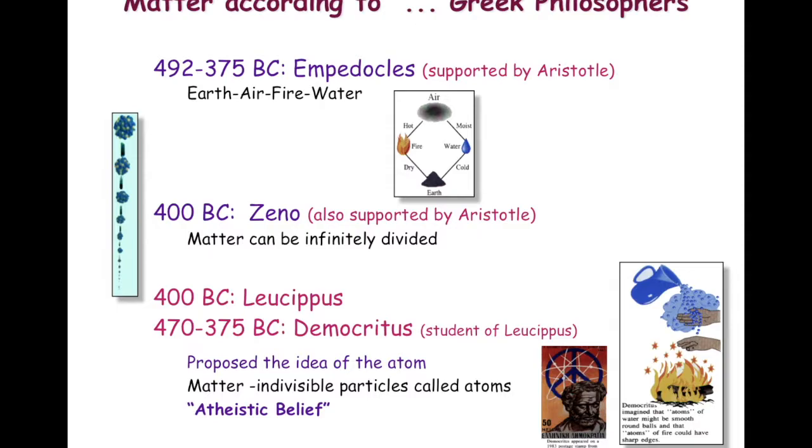Leucippus and Democritus were the first really to propose the idea that matter was made out of something indivisible. What indivisible means is not invisible, but indivisible. It means that it can't be divided into smaller parts. And it was an atheistic belief, but they believed that atoms, and he coined the term atoms, that make up matter had different types of shape. Water atoms, for example, had a smooth surface.